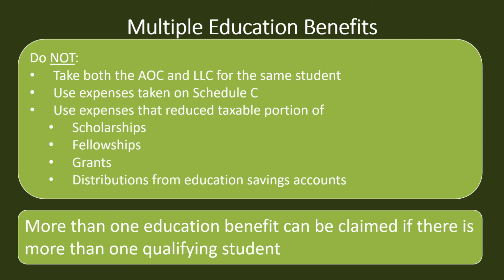You also can't use expenses that reduced the taxable portion of scholarships, fellowships, grants, distributions from educational savings accounts. Again, if the expenses were paid for by tax-free funds, then we're not going to get an educational benefit on the credit side as well. There's just no double dipping.